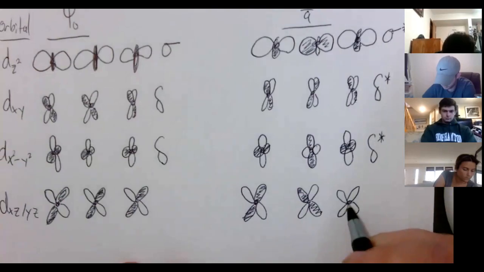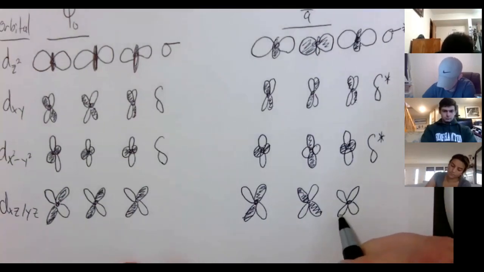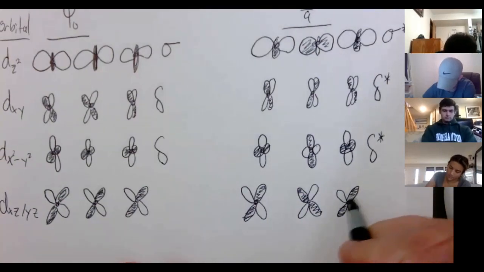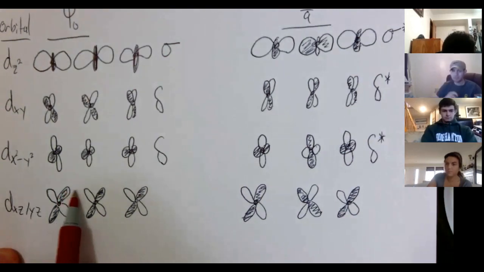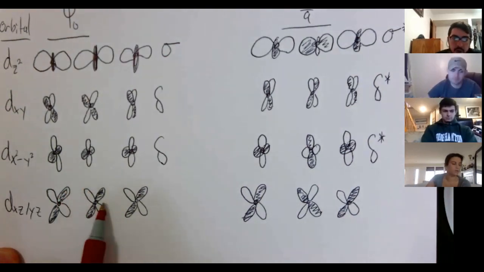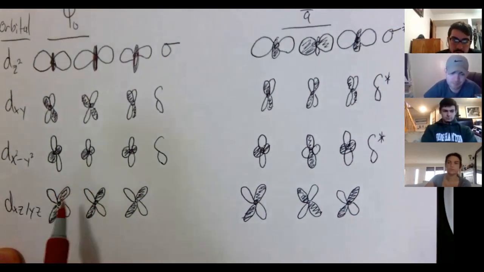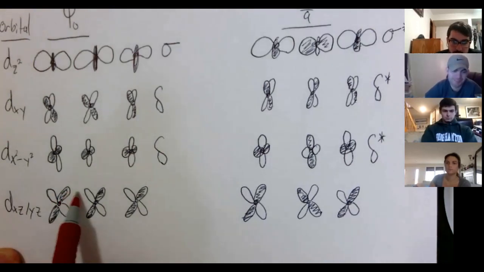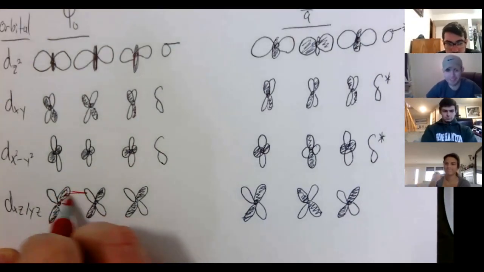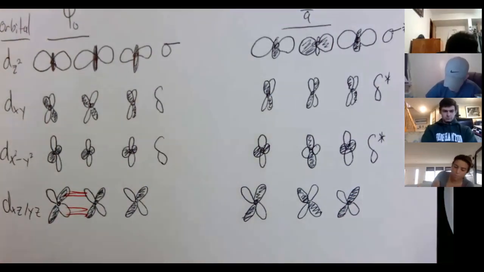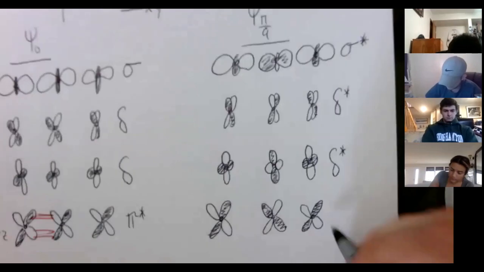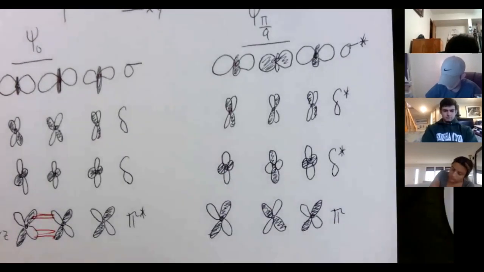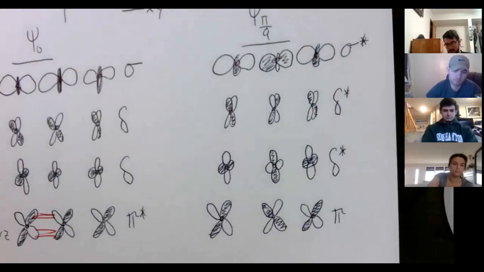And then what's going to happen with this last one? It's going to look the same as the first one. Yep. Now, what type of overlap do we have? How many regions of overlap between these two orbitals? 2. Just two this time. So pi. So this one's going to be pi star. And what's the other one going to be? Pi, yep. So when we go to plot all of these, that's what we want to consider.